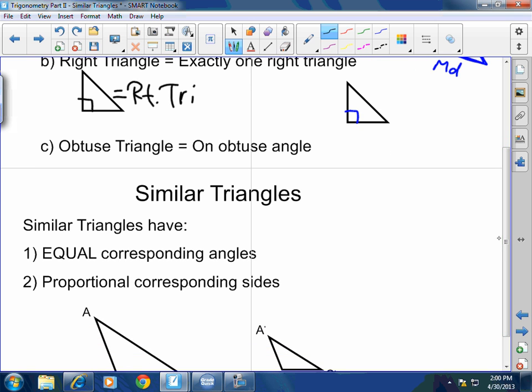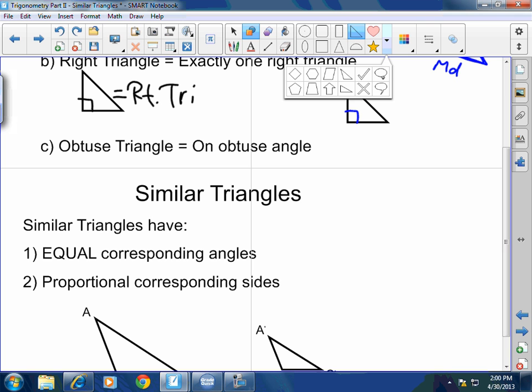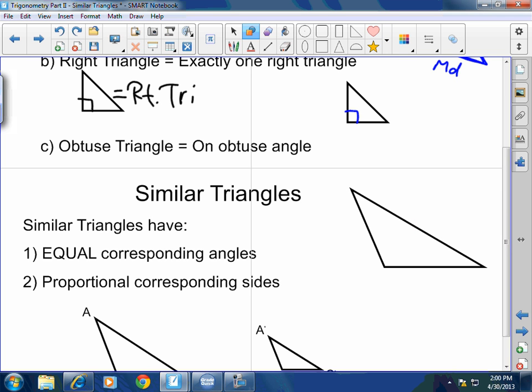Obtuse triangle. An obtuse triangle, gentlemen, is a triangle that has one obtuse angle. Literally. And obtuse is greater than 90. So let's say this was 105 degrees. Okay, that would be an obtuse triangle. Yes, sir. There's a little thing like this, you mean? Yeah. Okay, I could go like that if I wanted to. Sure. Absolutely, my brother.